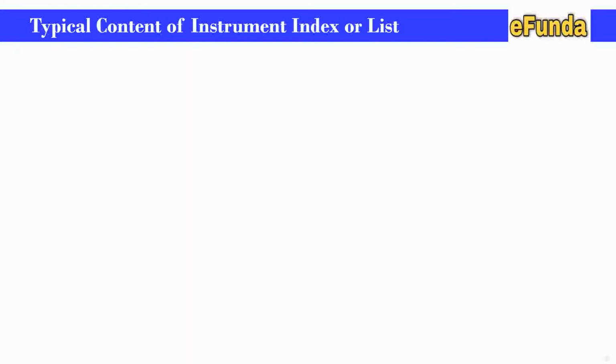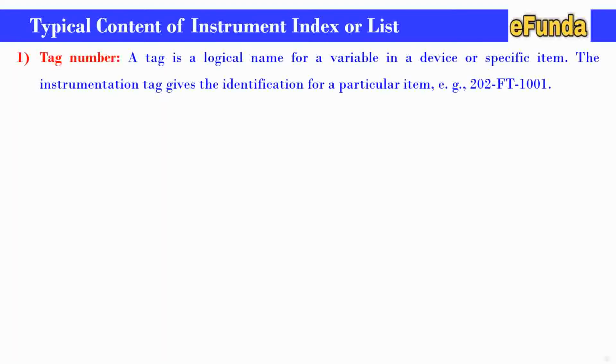Typical content of an instrument index or list. In the last slide, we have seen the typical instrument index. In this slide, we will discuss the content of the instrument index fields. Tag number. A tag is a logical name for a variable in a device or a specific item. The instrument tag gives the identification for a particular item. For example, 202 FT 1001. This gives the information of a flow transmitter.